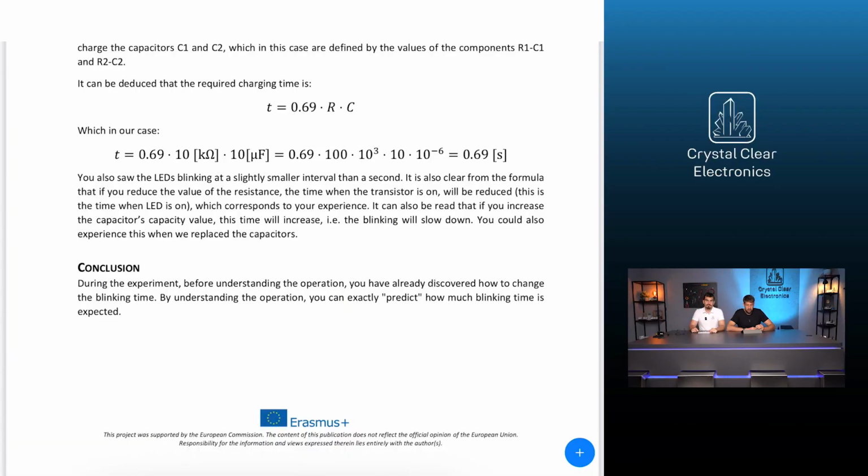It can be deduced that the required charging time is the value of the resistor times the value of the capacitor times a constant, which in our case results in 0.69 seconds. You also saw the LEDs blinking at a slightly smaller interval than a second. It's also clear from the formula that if you reduce the value of the resistance, the time when the transistor is on will be reduced. This is the time when the LED is on, which corresponds to your experience.